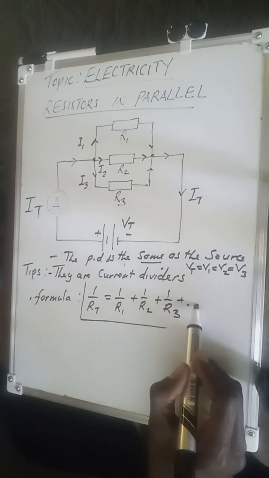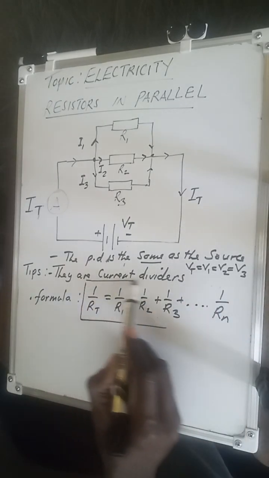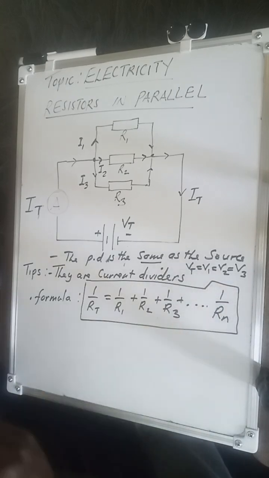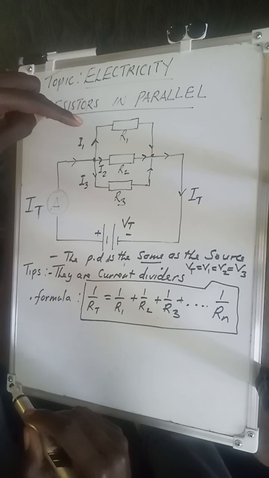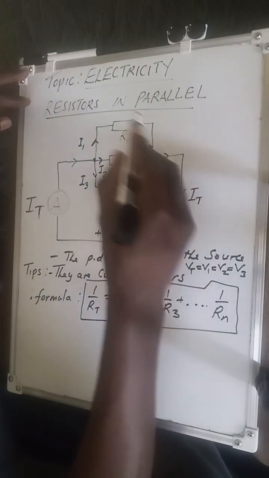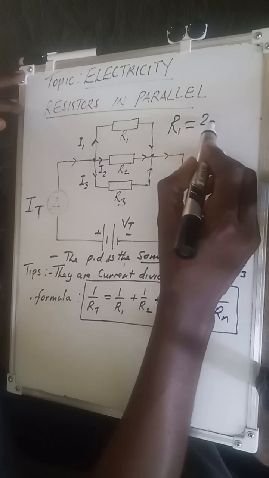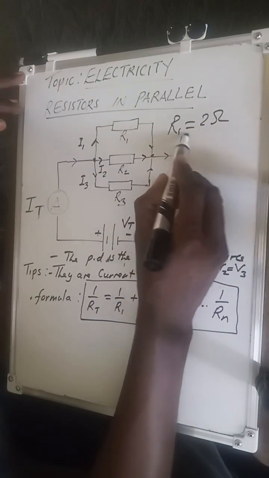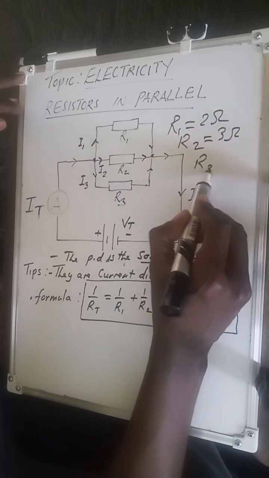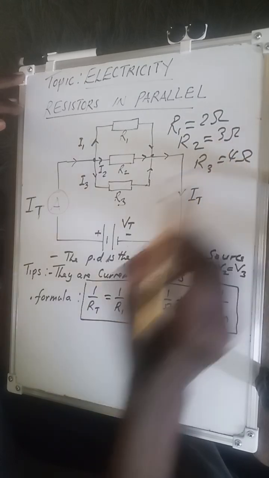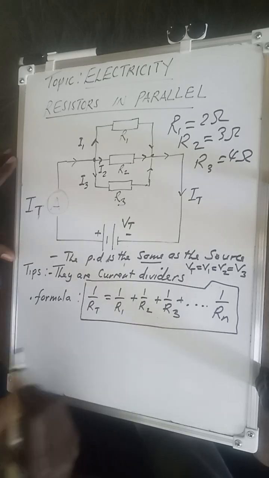Now, you can keep on adding to that depending on how many resistors you have. There's no problem with that. So this is the formula that we can apply there. Let's imagine that from this circuit, my resistor 1 is equal to 2 ohms, my resistor 2 is 3 ohms, and my resistor 3 is 4 ohms. Then they tell us to find the total resistance. How is it going to be?